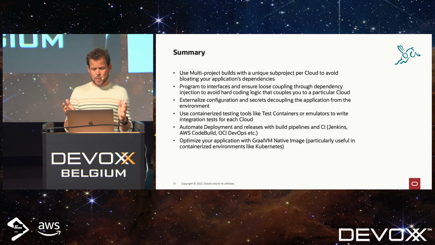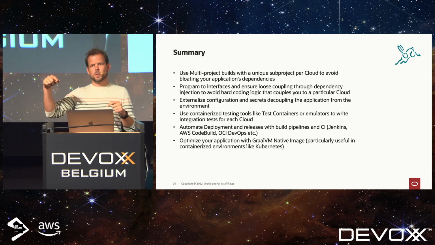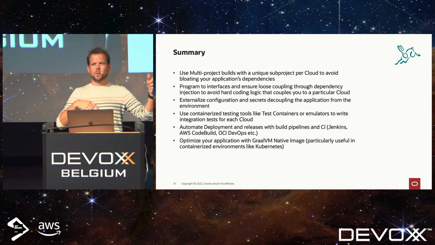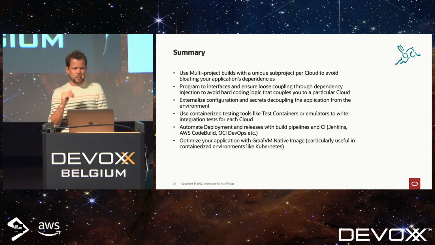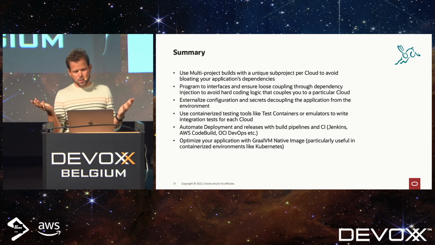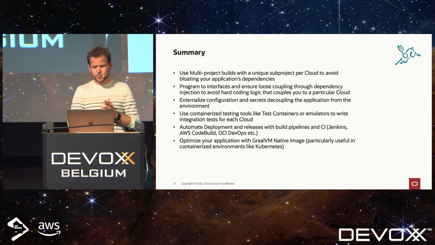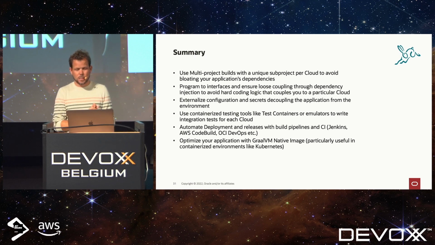Use containerized testing tools like Testcontainers or emulators to write integration tests for each cloud. The sample application, actually, if you run the tests for the OCI module, it uses Testcontainers to spin up an Oracle database for the tests. And if you run it for the AWS module, it uses MySQL inside Testcontainers to run the tests and ensure everything is still working. Automate deployment and releases with build pipelines, CI, Jenkins, or AWS CodeBuild, or Oracle Cloud DevOps, whatever. And optimize your applications with native image, which is particularly useful in containerized environments like Kubernetes.